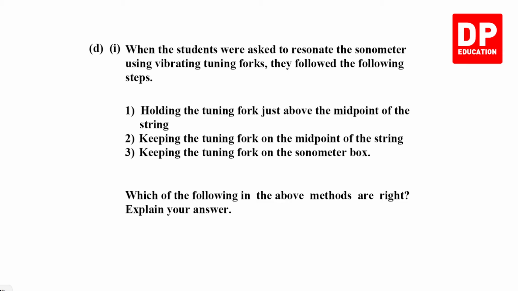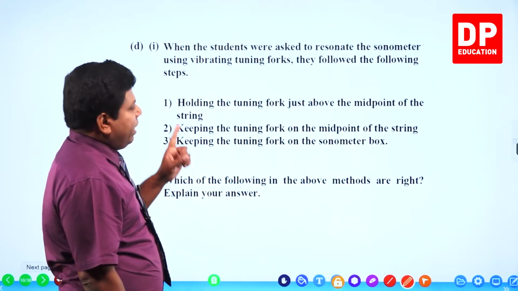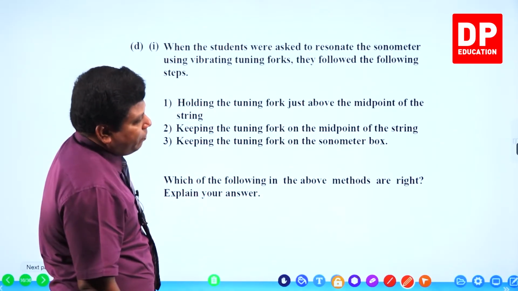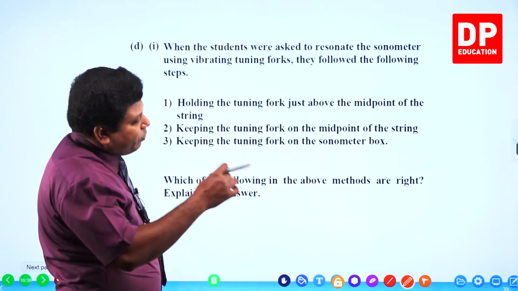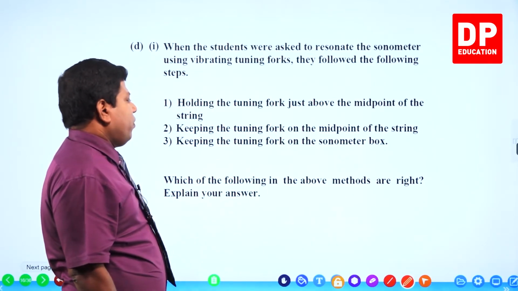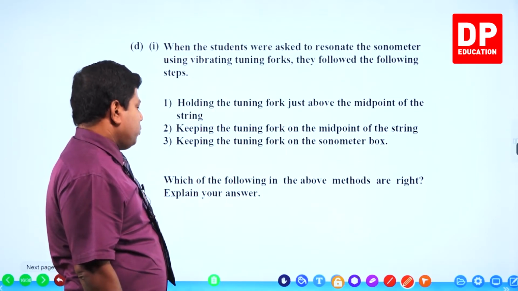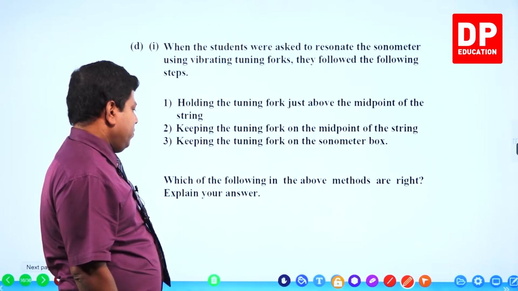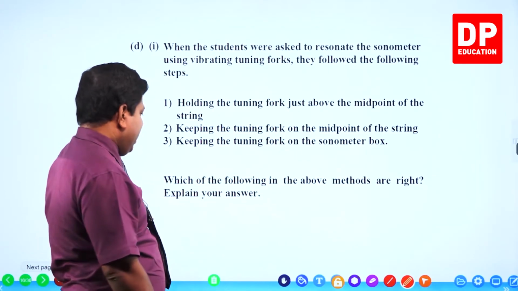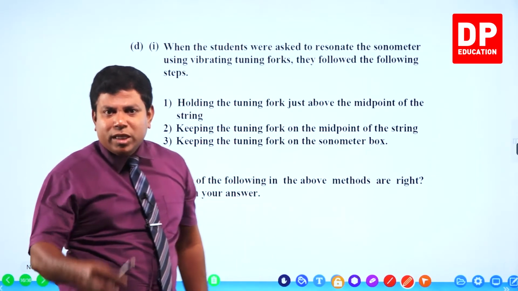When the students were asked to resonate the sonometer using vibrating tuning forks, they followed the following steps. One, holding the tuning fork just above the midpoint of the string. Two, keeping the tuning fork on the midpoint of the string. Three, keeping the tuning fork on the sonometer box. Which of the following methods are right? Explain your answer.